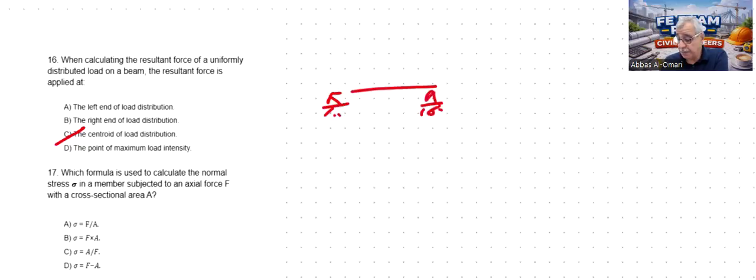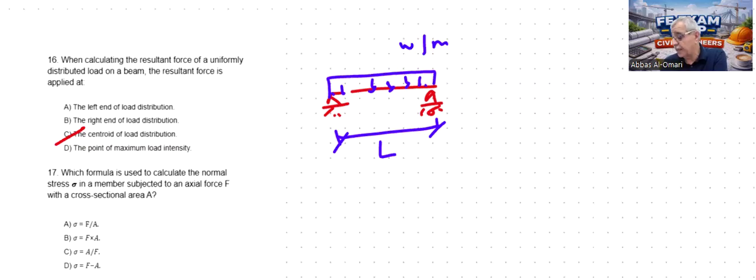Now if the load is, for example, uniformly distributed, so that's W, this is L, the span is L, W per meter, for example. So the resultant is WL and it acts midway, at L over 2 from each end. So it acts at the geometric center of the load.